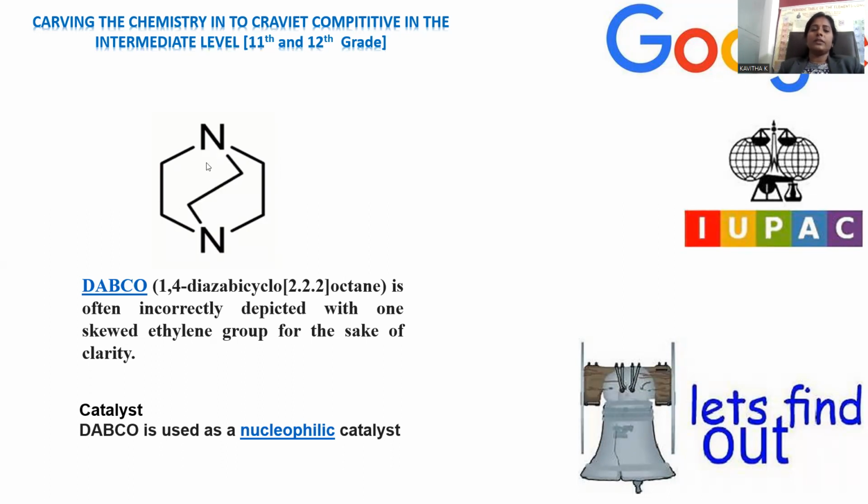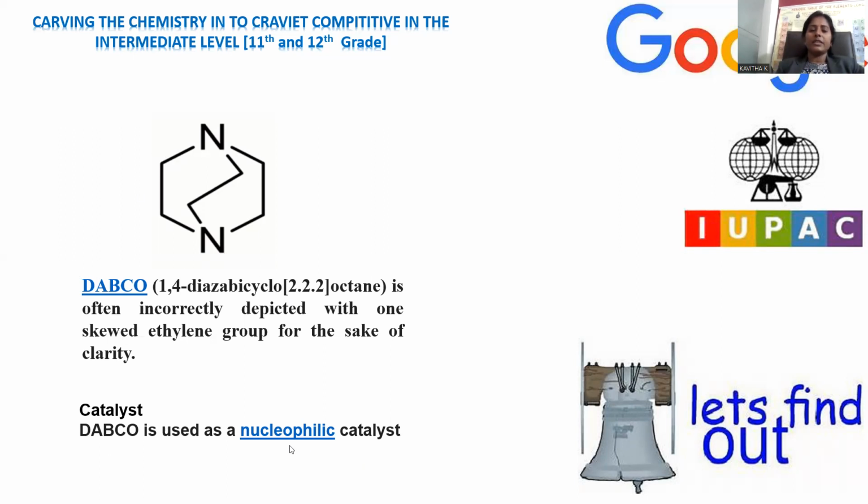After mentioning this, we have to go for the entire number of atoms. Let me count: 1, 2, 3, 4, 5, 6, 7, 8. The total number of atoms present in the compound is 8. 8 denotes octane. Being that the entire compound is saturated, with no double bond or triple bond, octane is the suffix provided over here. The DABCO IUPAC name is given by 1,4 diaza bicyclo 2,2,2 octane. This is the way we have to give the name for the compound.